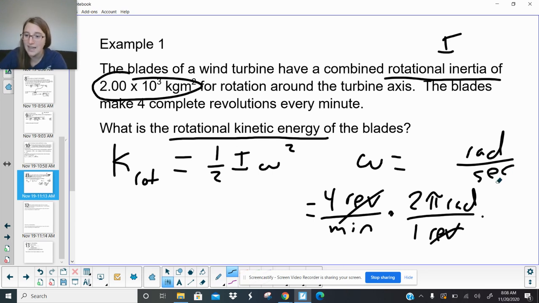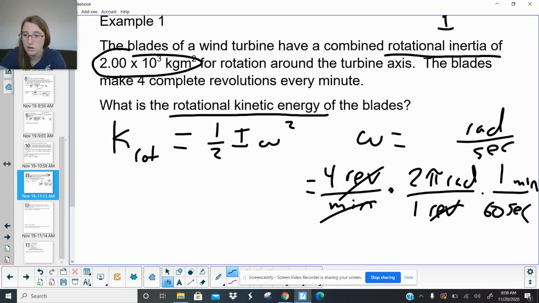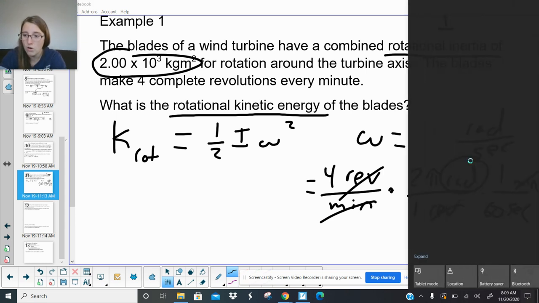And then we need to have seconds on the bottom. What I want to cancel out is minutes here, so I'm going to put minutes on the top. That means 1 minute has 60 seconds. So here's my conversion. Now I have radians over seconds.